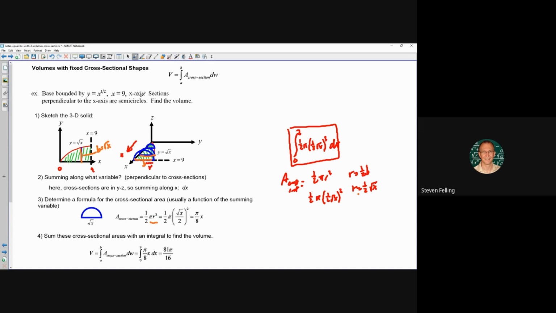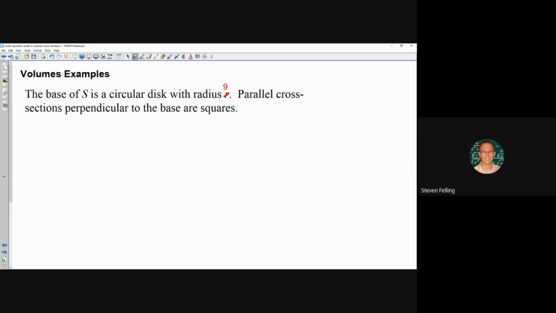Okay, let's look at a couple other examples. So the base of the shape is a circular disc with radius 9. Parallel cross sections are perpendicular to the base and they are squares. Okay, so let's draw the 2D shape. It says in the XY plane that we have a circle of radius 9.